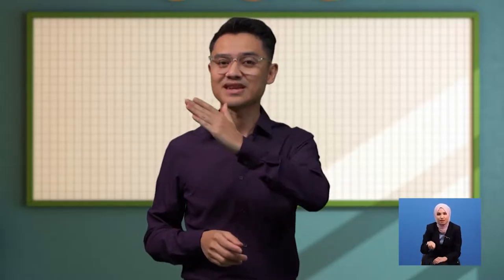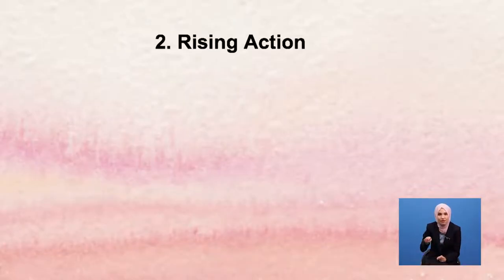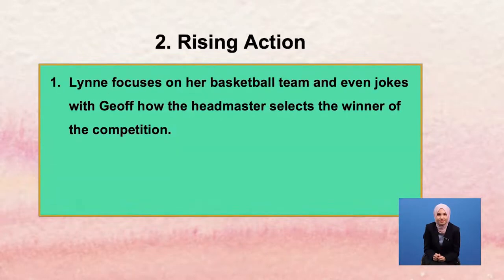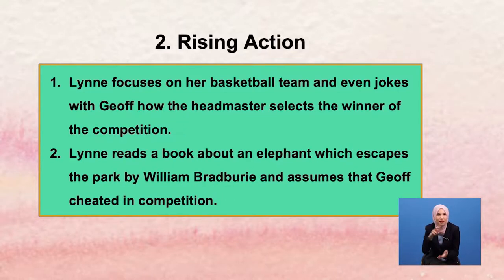The next stage is the rising action, when the conflict starts and the events reach the climax or the turning point. In this story, the rising action is when Lin focuses on her basketball team and even jokes with Jobs about the way the headmaster selects the winner of the competition. Lin reads a book about an elephant which escapes the park by William Bradbury and assumes that Jobs cheats in the competition.